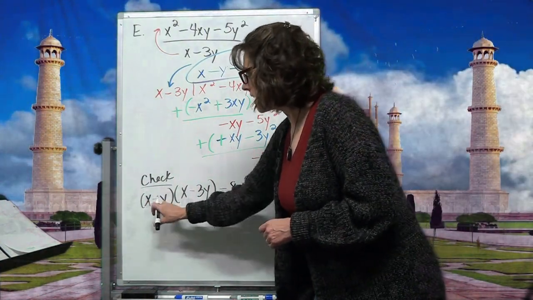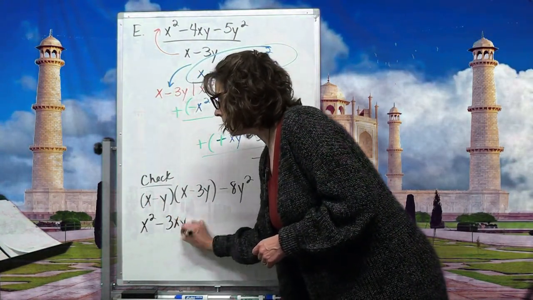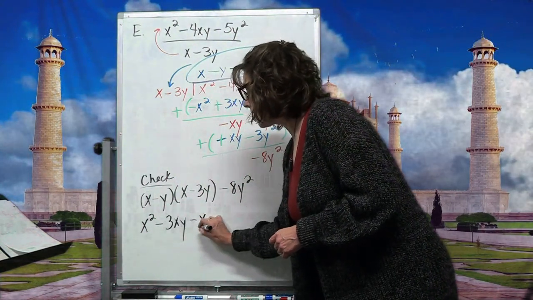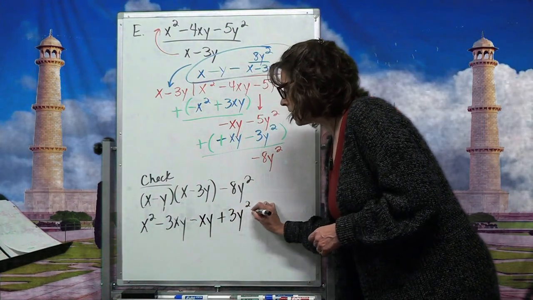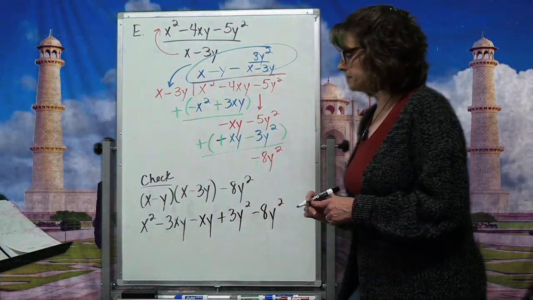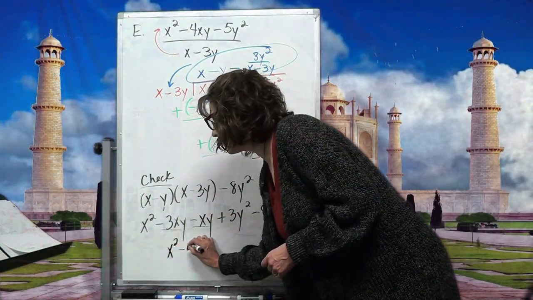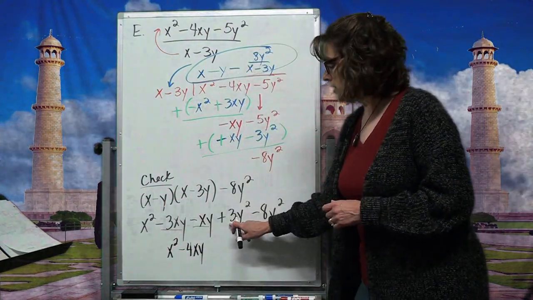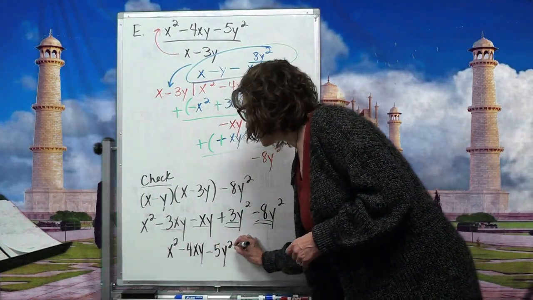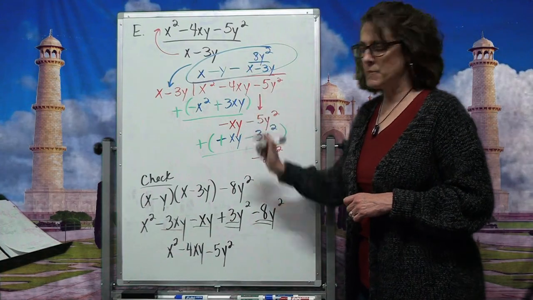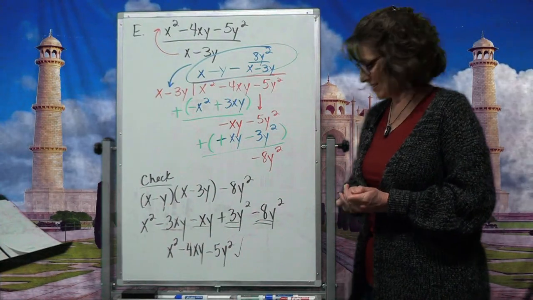So I'm going to FOIL this. X times x is x squared. X times negative 3y is a negative 3xy. Negative y times x is a negative xy. And negative y times negative 3y is a positive 3y squared, combined up with my remainder here. Here's my like terms. Negative 3xy minus xy is a negative 4xy. And I've got more like terms here. 3y squared minus 8y squared is a negative 5y squared. Is that the dividend that I had here? Absolutely it is. So I know that this quotient that I have listed is correct.